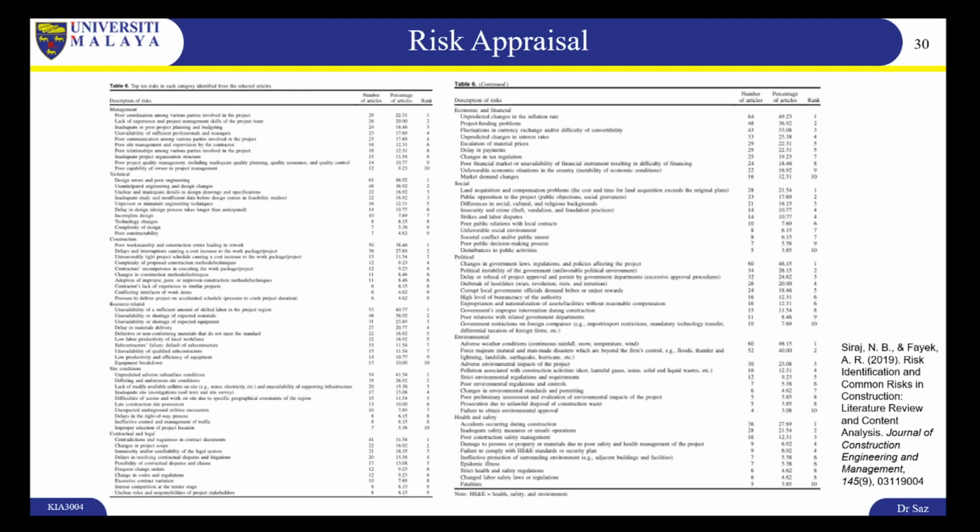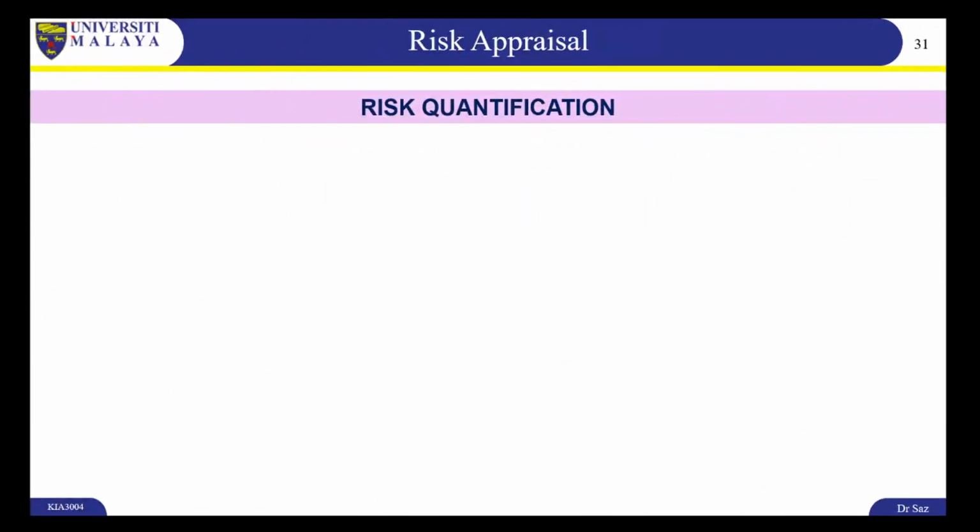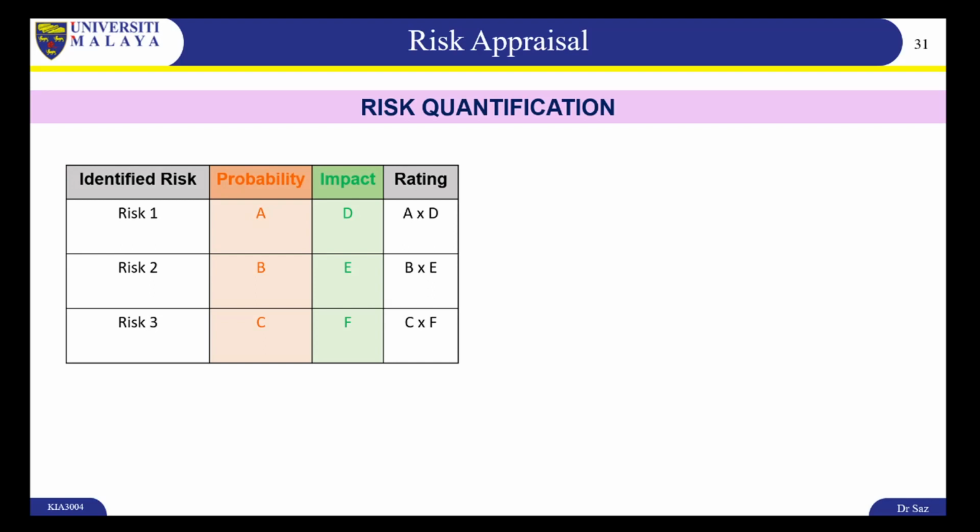Before we go on, this is just a small excerpt from Siraj and Fayek, and you can find the name of the paper here. Take a look at it and see all of the risks that they identified in construction. It's a nice paper, quite long to read, but just take a look at table number 6 if you can. It's quite interesting to see all the risks that they have compiled. Now we've gone to risk quantification. Once you identify it, you need to put a number on the risk.